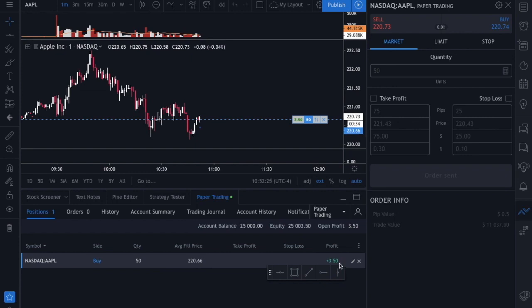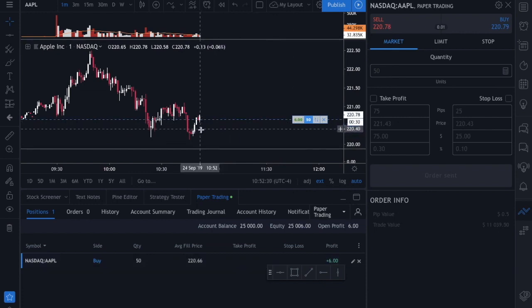And what's cool about this paper trading account, it shows a line right here and an arrow of where I got in terms of the time. So I got in at 10:52, and it shows it over here on the price scale as well. So really cool feature right there.